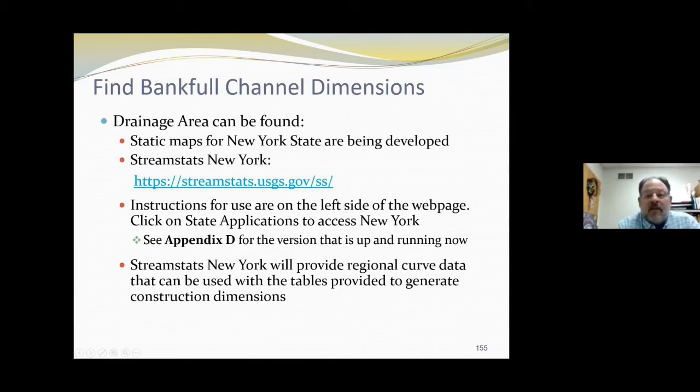And of course, if you can get into that website, there's ways that you can run through the program that'll give you step-by-step instructions on how to find your location on a map, and the program itself will actually run a drainage area for you and give you the drainage area in square miles. So Stream Stats will provide us the regional curve data that we can use with the tables that have been generated, either through the static maps, or there are actual tables that we will use for those drainage areas within the state.